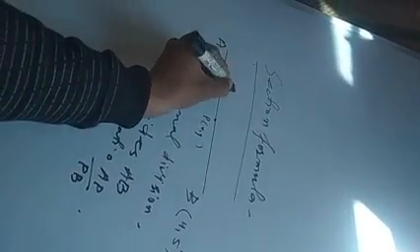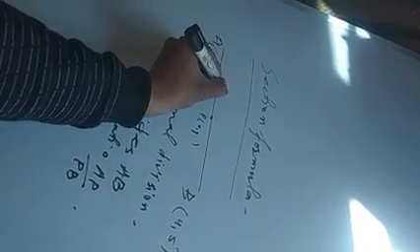P divides AB in the ratio AP divided by PB. Let us suppose AP is m and PB is n. Then we can say P divides AB in the ratio m to n. Since P lies between A and B, this is known as internal division.